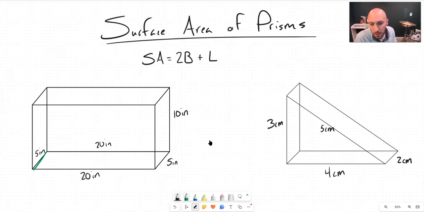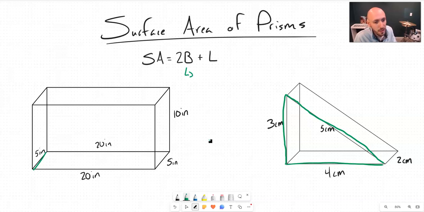Okay, so again, first we need to be able to identify the base. And with a prism that is not a rectangular prism, it's always going to be the shape that is not a rectangle. And so in this case, it is a triangle. It is this triangle right here, or the one in the back there as well. They're congruent. So first thing we need to do is find the area of that base.